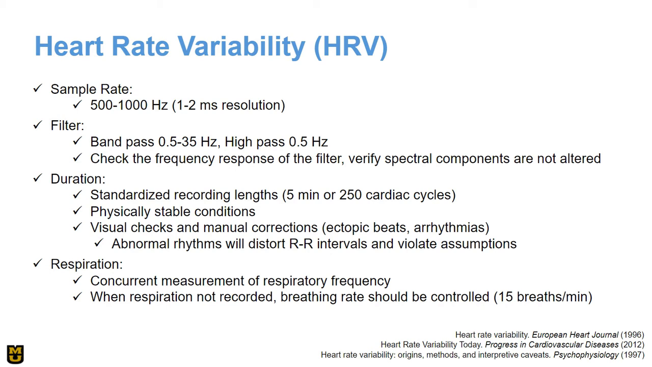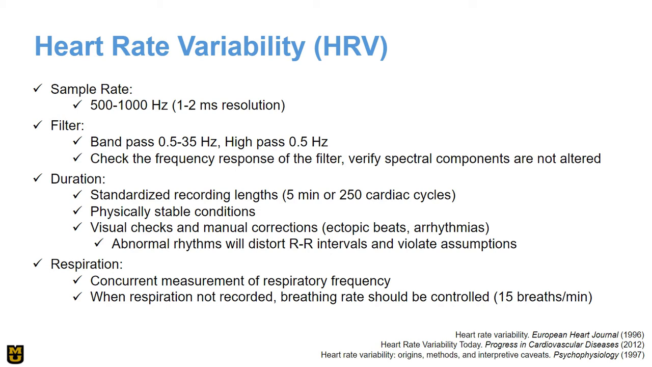So I use the BioAmp from ADInstruments, and so I'm able to do a digital filter. But if you're not using the BioAmp and you're using an external device, you need to know what the filtering is on that device before you can be confident in your heart rate variability data. So you need to be able to check the frequency response of the filter and just verify that the spectral components are not altered by the filter from whatever piece of equipment you're using to collect ECG.